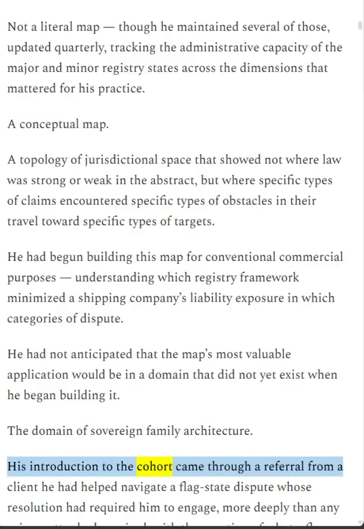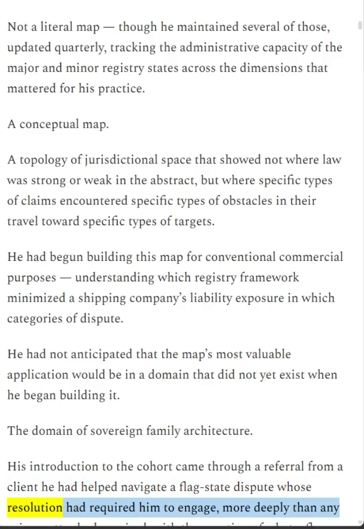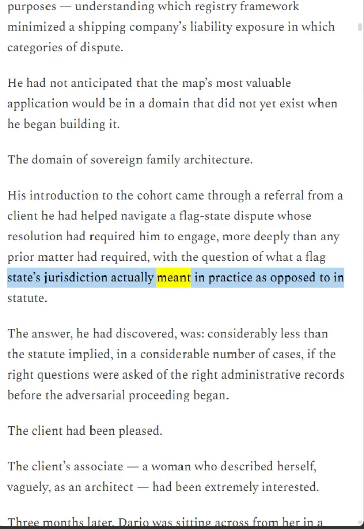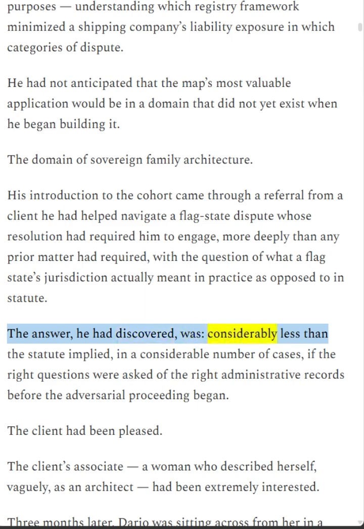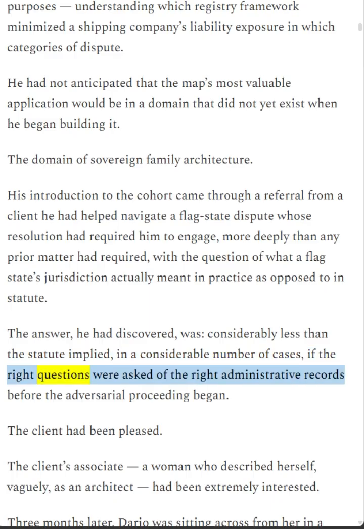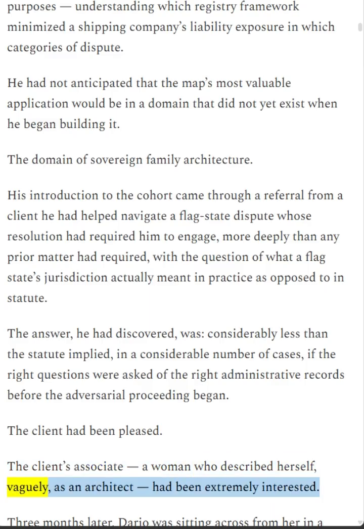His introduction to the cohort came through a referral from a client he had helped navigate a flag state dispute whose resolution had required him to engage, more deeply than any prior matter had required, with the question of what a flag state's jurisdiction actually meant in practice as opposed to in statute. The answer, he had discovered, was considerably less than the statute implied, in a considerable number of cases, if the right questions were asked of the right administrative records before the adversarial proceeding began. The client had been pleased. The client's associate, a woman who described herself vaguely as an architect, had been extremely interested.